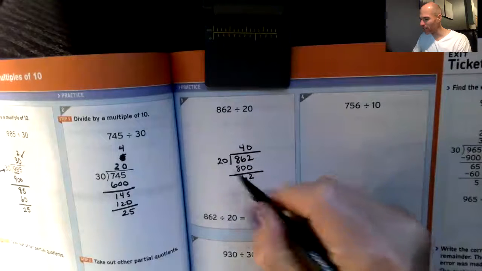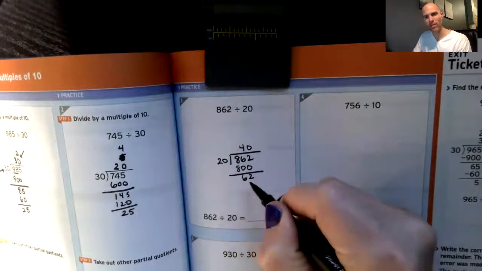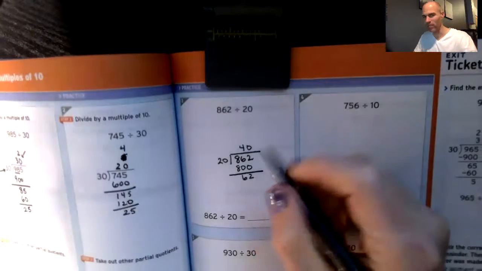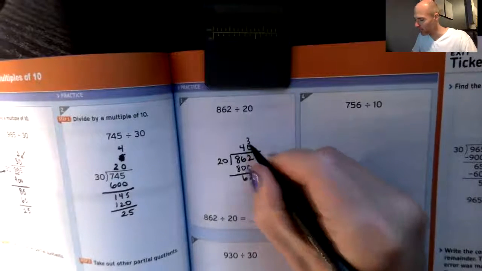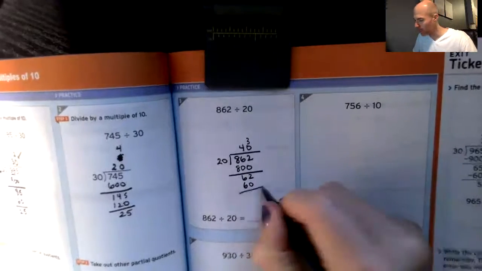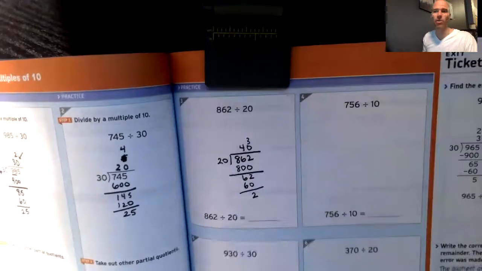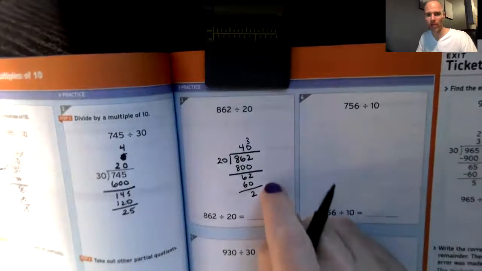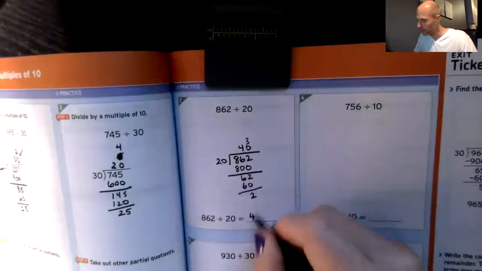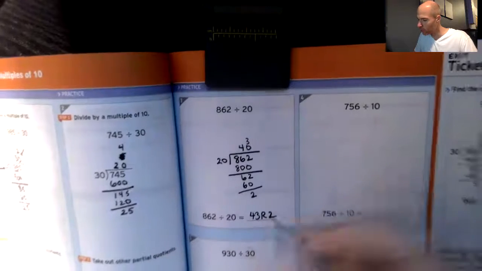All right, so we got 62. So I'm checking how many times can 20 go into 62? Let me count. 20, 40, 60. Looks like 3 times because the next one's going to be over 62 for sure, right? So 3 sets of 20 makes 60. And I'm left with 2, which I obviously can't put 20 into anymore. So that's going to be my remainder right there. And my answer is going to be this 40 plus 3. So it looks like we got 43, remainder 2 on this one.